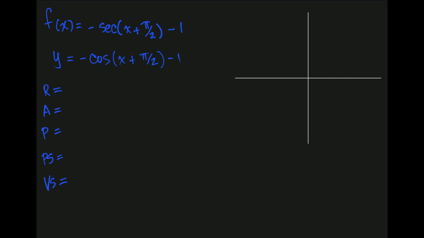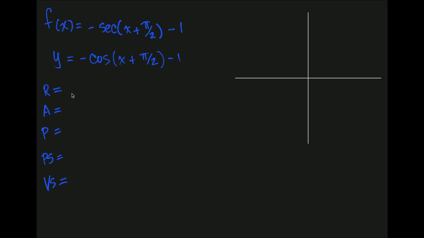Hey folks, let's take a look at the graph of a secant transformation. The first thing we do is find the guide function. So the guide for secant is its reciprocal, cosine, so we just replace those. And then we're going to find the 5 characteristics for this guide function. So we read left to right, fill in our 5 characteristics.